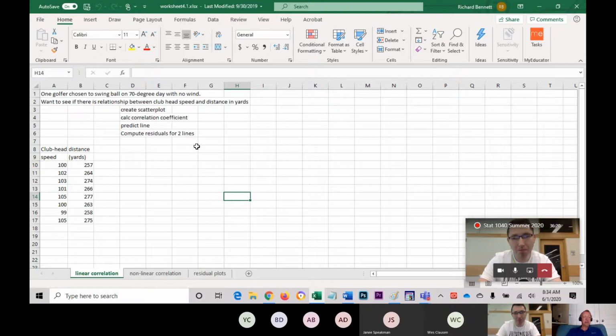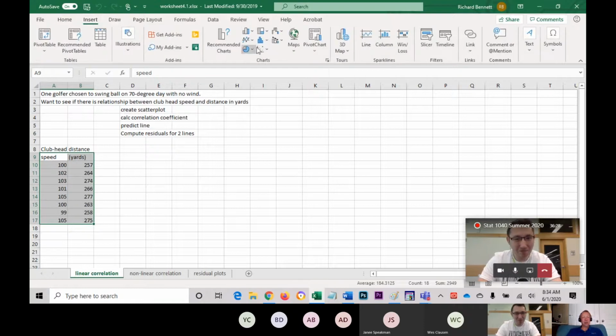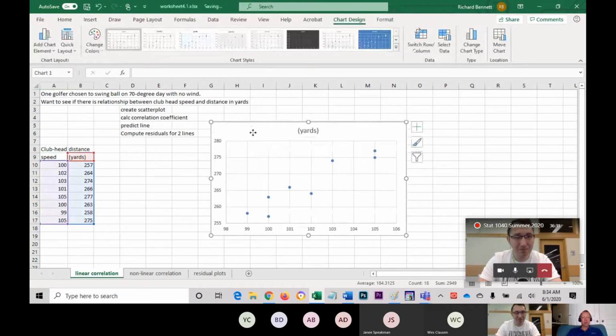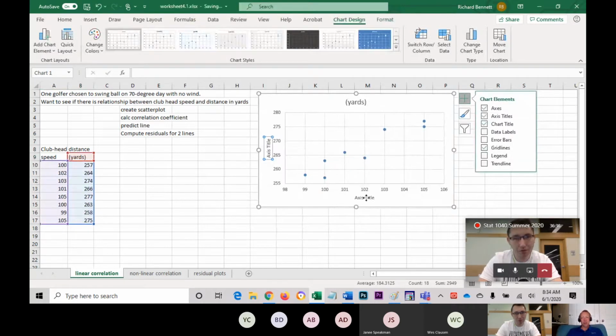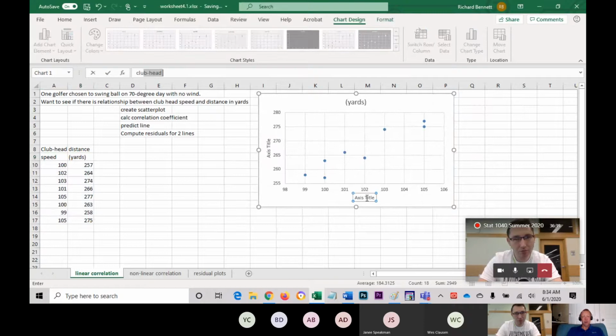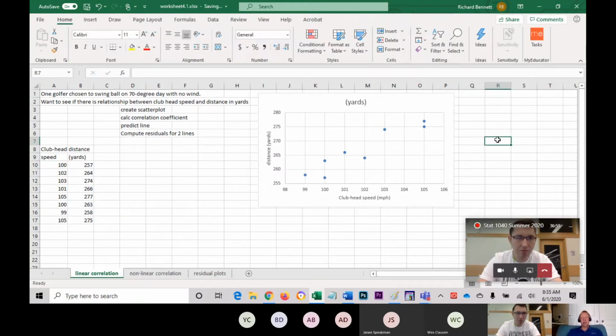Make a scatter plot. It's a good thing I had that right there. I gave away the answer. All right, so insert, we're going to do a scatter plot because, so would you agree here, if we label this properly, if this is club head speed in miles per hour, and this is distance in yards, would you agree that it seems like linear correlation is a good idea?